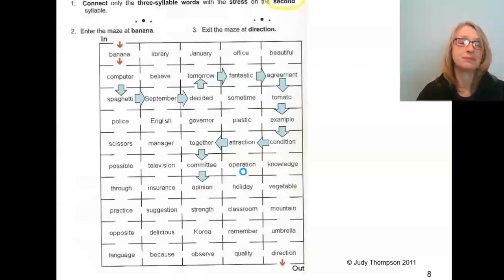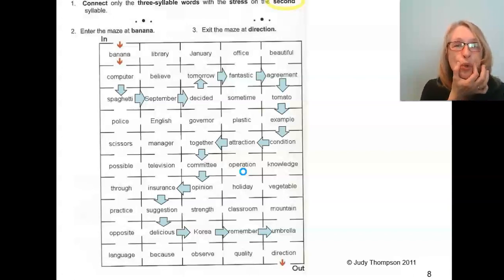Opinion, insurance, suggestion, delicious, Korea, remember, umbrella. And if you have trouble with the R and L, that's a hard one, but you want to get those muscles working. Umbrella, umbrella, umbrella. It's not easy. And the last one, direction.